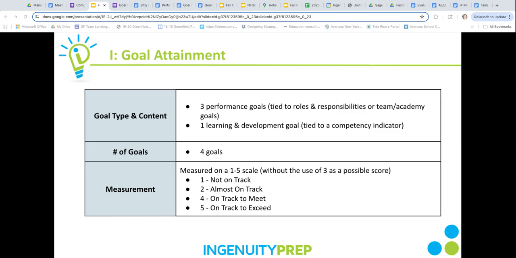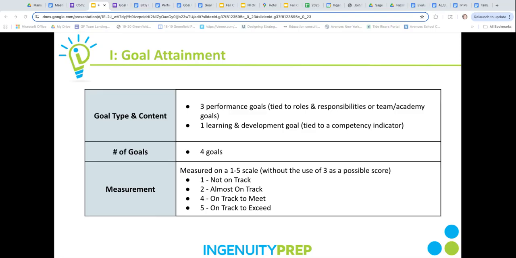Your goals represent the most important what's that you do in your role to make an impact. All non-instructional staff will have 3 performance and 1 learning and development goal. Performance goals should first be tied to a team or academy goal, where this makes sense to do so. Where this doesn't make sense, they should be tied to a key responsibility of that role. Learning and development goals must be tied to an indicator from one of the core competencies.